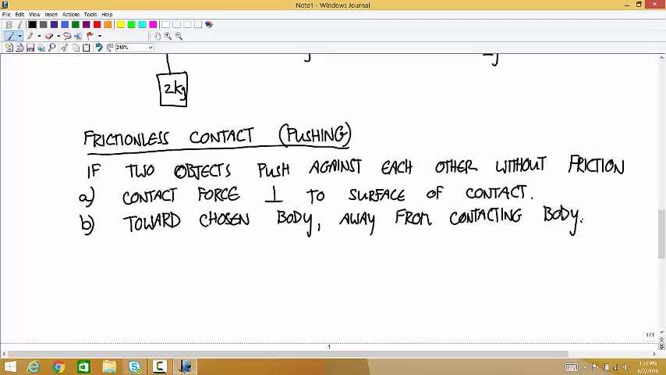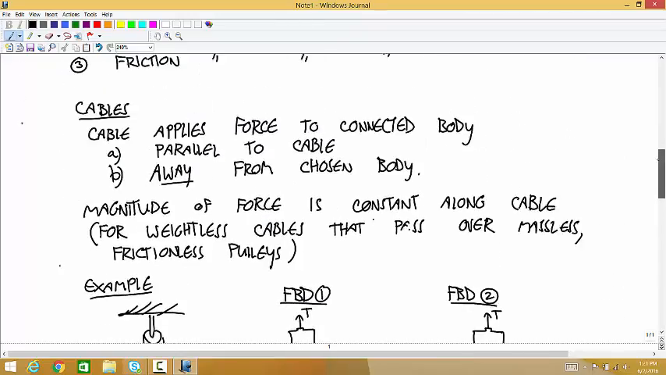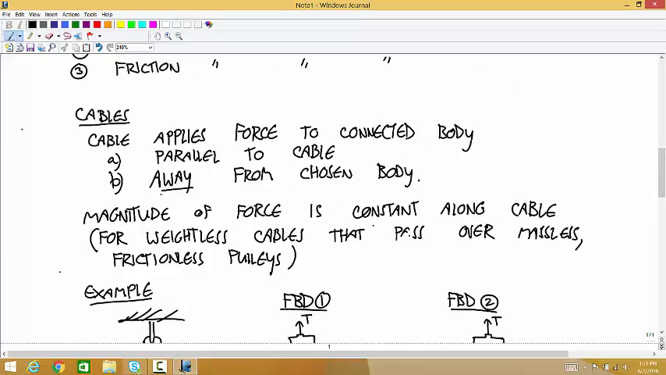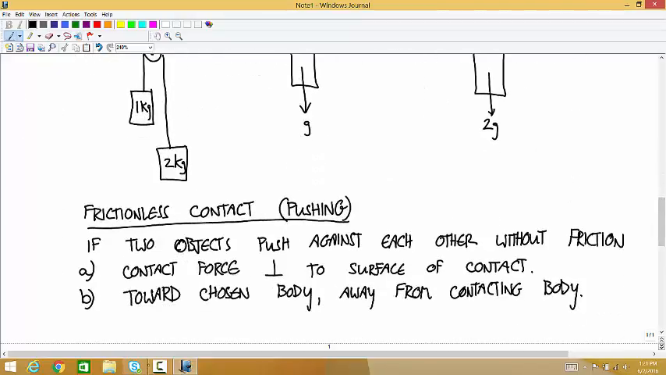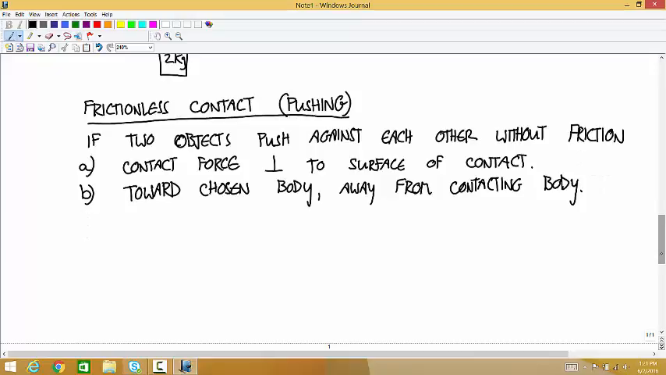Okay, so that's the difference between pushing and pulling. If you have something pulling on the chosen object, the force is going to be away from the chosen body. If you have something pushing on the chosen body, the force is going to be towards it. Okay? Towards versus away. And then you use Newton's third law to represent the force on the contacting body, once you go to the free body diagram of the contacting body.